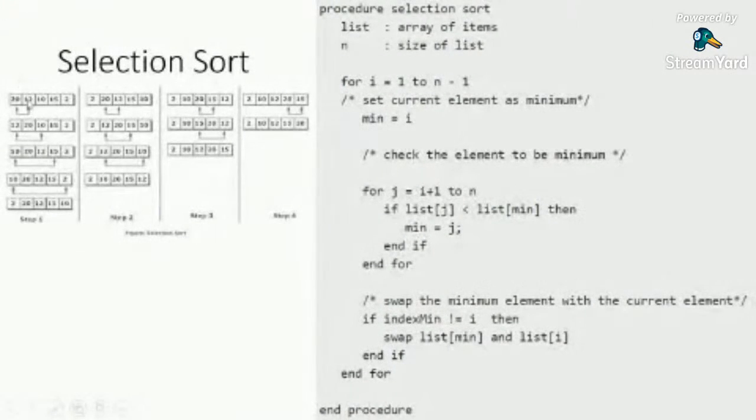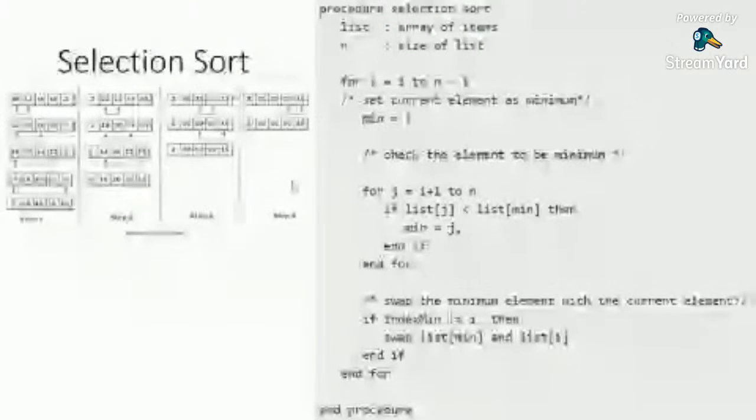Suppose in this example we are considering 5 elements, then how many steps or how many passes will be required? 4 passes will be required. This is the first pass, second pass, third pass, and fourth pass. So in general, if n elements are there in the array, then how many passes will be required? N minus 1 passes will be required. Now see, number of comparisons.